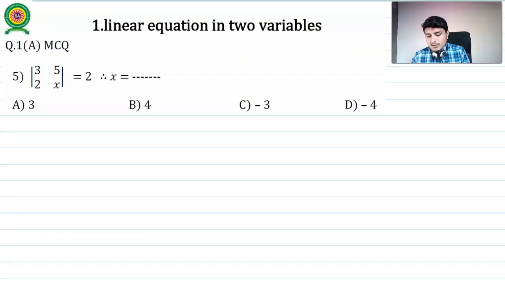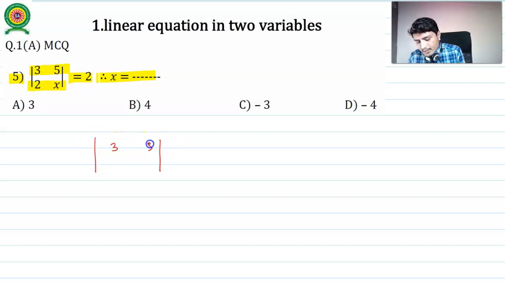Look at question number 5. Determinant of 3, 5, 2, x is equal to 2, therefore x equals. So here we have to evaluate the value of variable x such that we have a given 2 by 2 determinant whose value is 2. So we have a determinant of the form 3, 5, 2, x, and whose value we have given as 2.